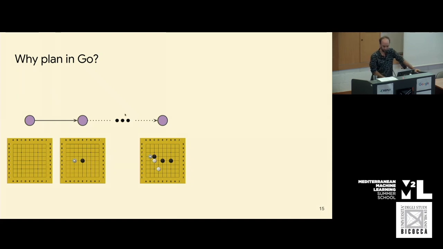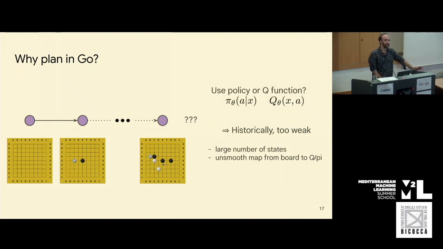So here I have a picture of a game. I usually tend to use the color purple to mean real experience and blue for imagined or simulation. So I have a sequence of board moves and I'm at this state, I'm player black, and I'm trying to decide what's my next move. So I don't know what to do. So you could say, why not just do RL and use a policy or a Q function? As I said, I'm building on a lot of the principles that Claire explained very nicely in her talk. So we could say, okay, I have some function approximator of the action given the state. A is the action, X is the state of the board. Have some theta, same thing for the Q function.